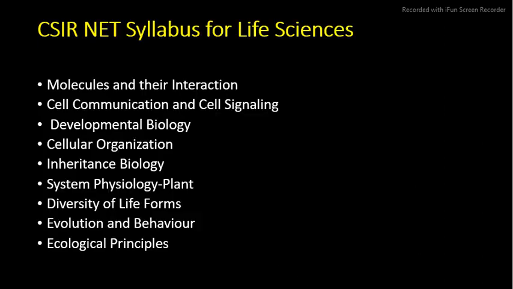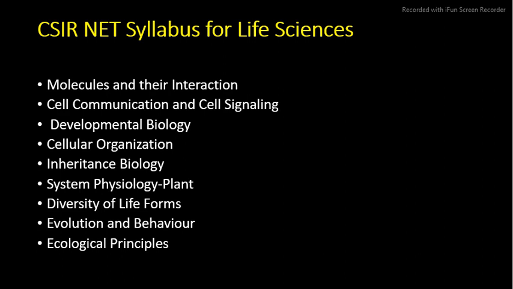So next, the CSIR NET syllabus for life sciences. So there are 13 modules. So which are the modules? We can just see. The first one is molecules and their interaction, that is biochemistry. Next one is cell communication and cell signaling. Third one, developmental biology. Fourth one, cellular organization. Fifth one, inheritance biology, that is genetics. And sixth one is system physiology, plant. And seventh one is diversity of life forms. Eighth one is evolution and behavior.